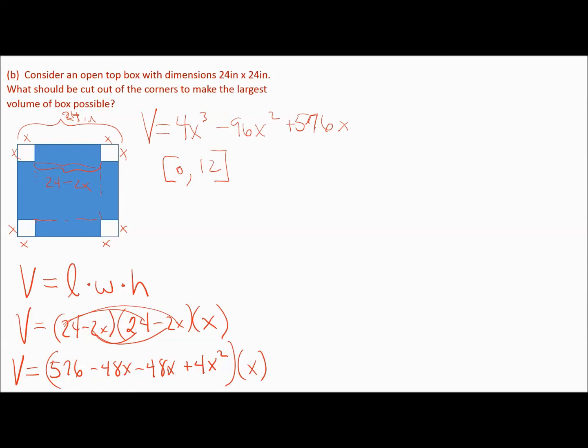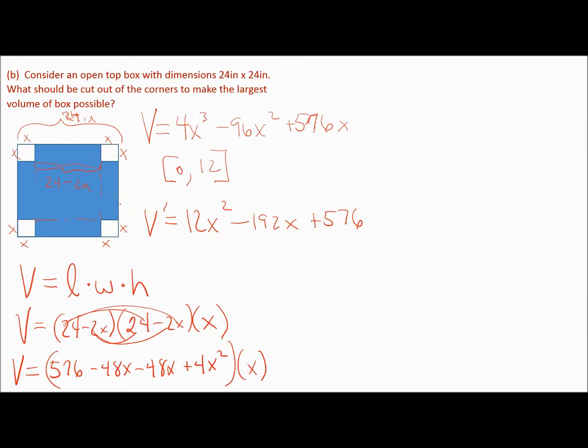Now, to find the maximum, we need to take the derivative. So v prime is equal to 3 times 4, which is 12x squared, and then 2 times negative 96 is going to be negative 192x. And then the derivative of 576x is going to be plus 576. So this is my derivative.